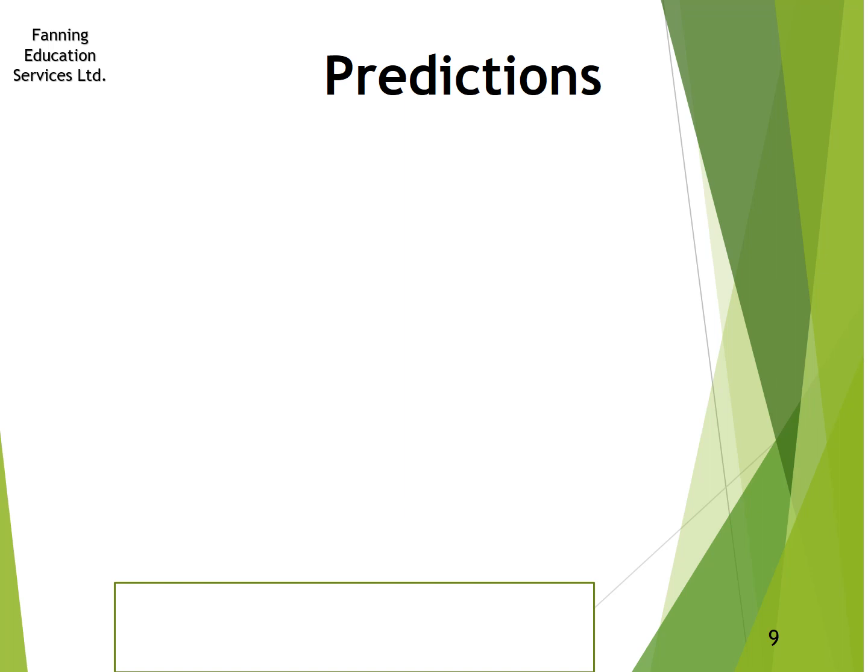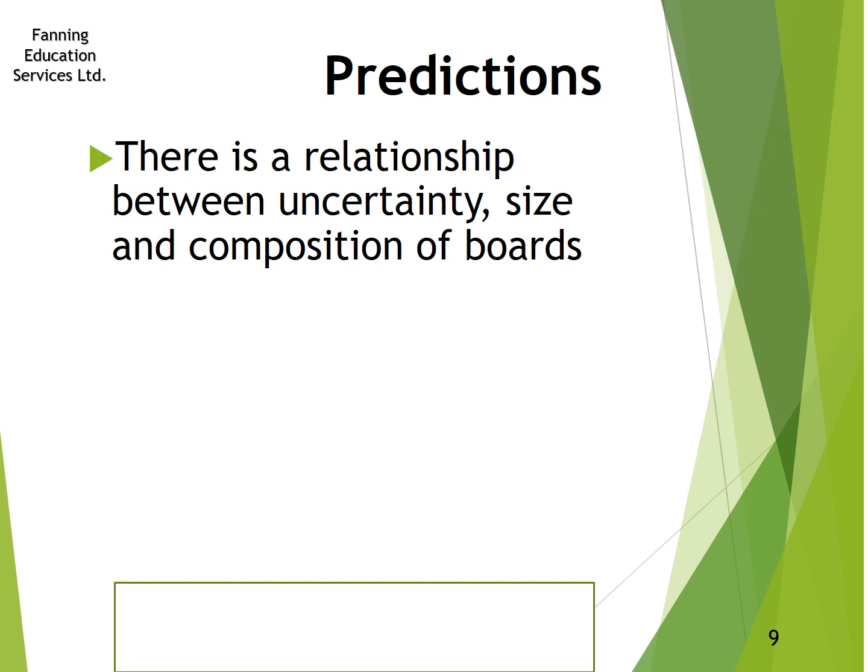So the predictions that were made, and as we said, the problem with some of the corporate governance literature is it's not scientific insofar as it cannot be used to make predictions. But resource dependency theory is unusual. We can make these predictions from resource dependency theory. One of the predictions is there's a relationship between uncertainty, size, and composition of board. So the more uncertain the environment, the larger and more diverse the board will be.